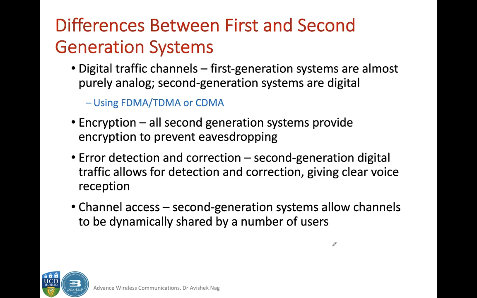So the difference between first and second generation systems: the first generation systems are almost purely analog. The second generation systems are digital in nature. Also, all second generation systems provide encryption to prevent eavesdropping. Second generation digital traffic also allows for detection and correction of errors, giving clear voice reception, and the channel access for second generation systems was dynamically shared by a number of users.